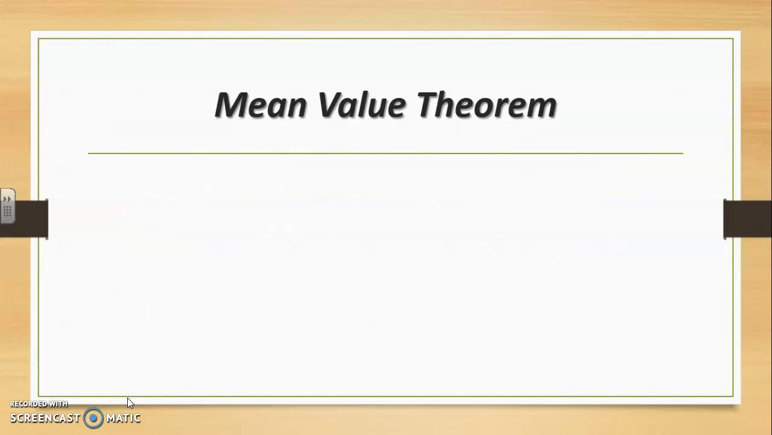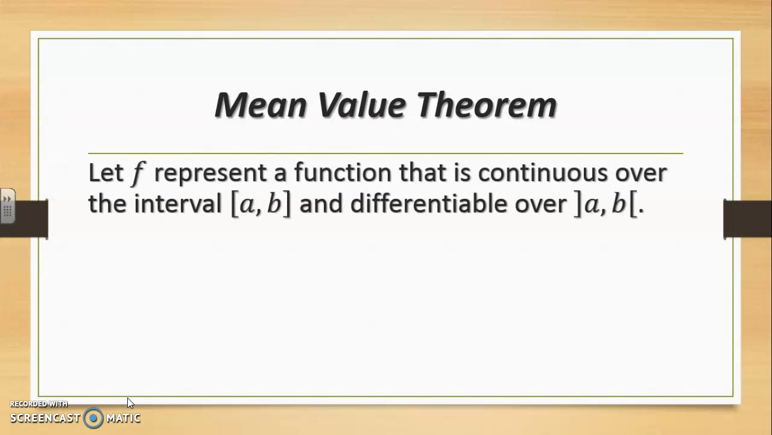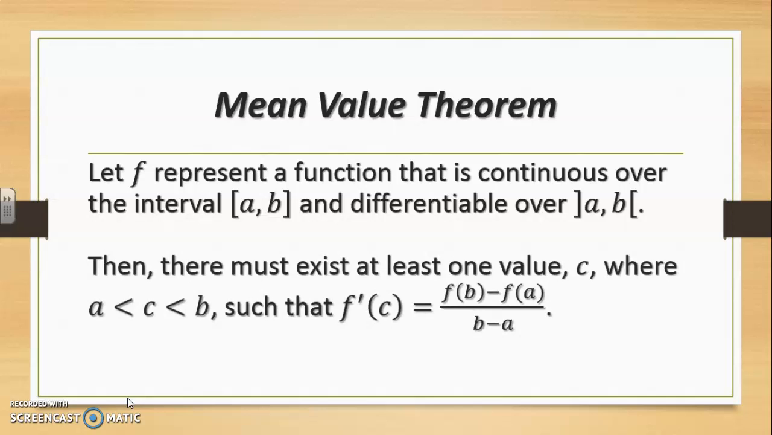Here is the statement of the mean value theorem itself. Let f represent a function that is continuous over the interval a to b inclusively and differentiable at the very least over the interval a to b exclusively. Then there must exist at least one value c that is found in the interval between a and b where f prime at c will equal the ratio between f of b minus f of a and b minus a.